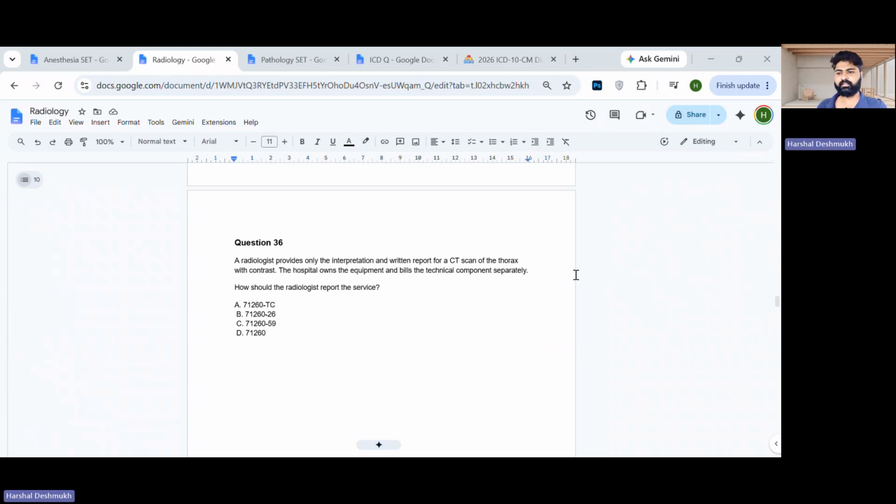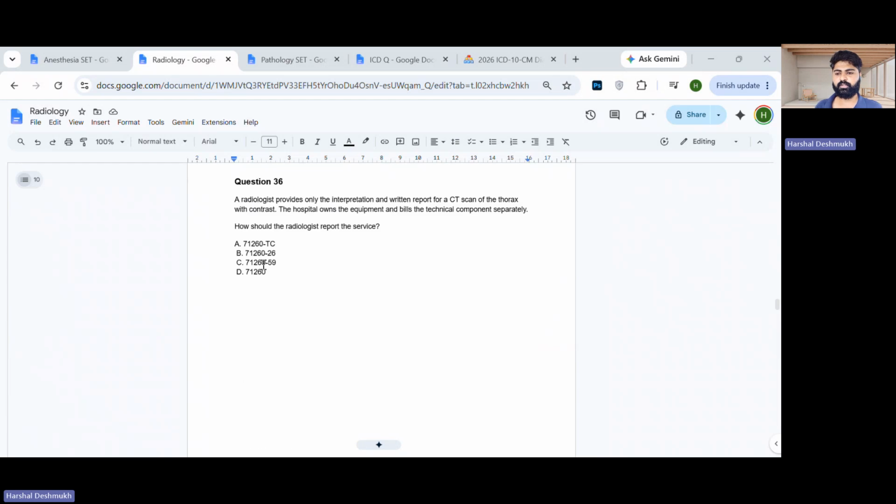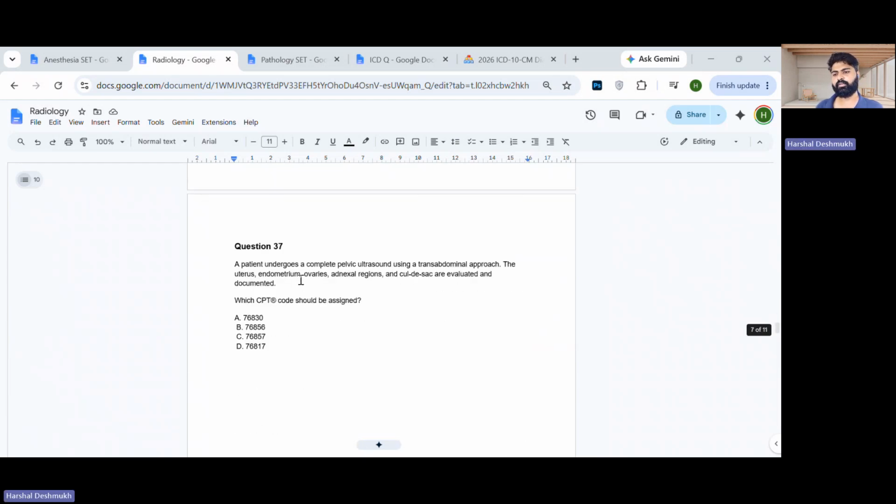All right, if you've got the answer to this question, great; if not, pause the video. The answer is obviously the 26 modifier. So that's option B here. Moving on to the next question. A patient undergoes a complete pelvic ultrasound using a trans-abdominal approach. The uterus, endometrium, ovaries, adnexal regions, and cul-de-sac are evaluated and documented. Which CPT code should be assigned here?